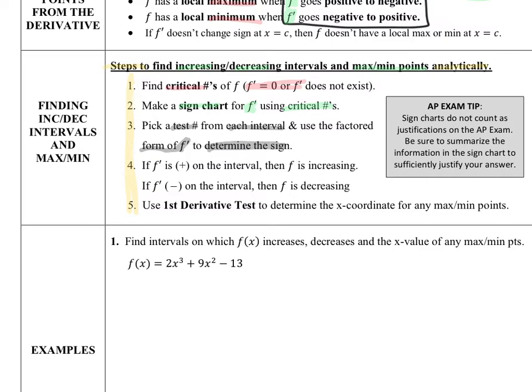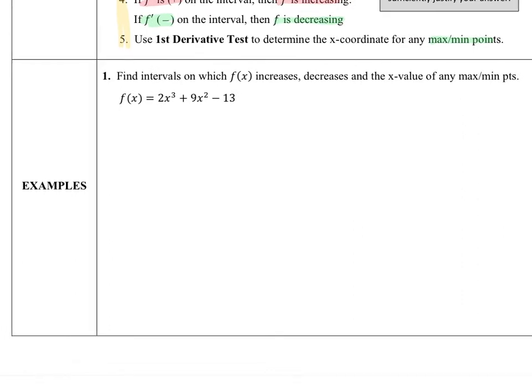If our f prime is positive, then we know that f is increasing. If our f prime is negative, we know that f is decreasing. And by looking at how that sign changes from positive to negative or vice versa, we can determine if we have max or min points as well. Let's go ahead and take a look at an example.